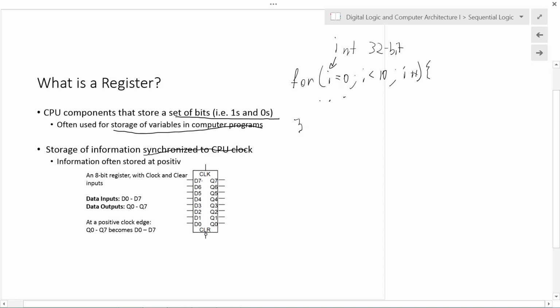What would be the inputs of a register? Well, we have some D inputs, and then we have our output, which outputs the current value of the register. These values can change, and these values will not change. The only time these outputs here change is when some event happens at the clock.